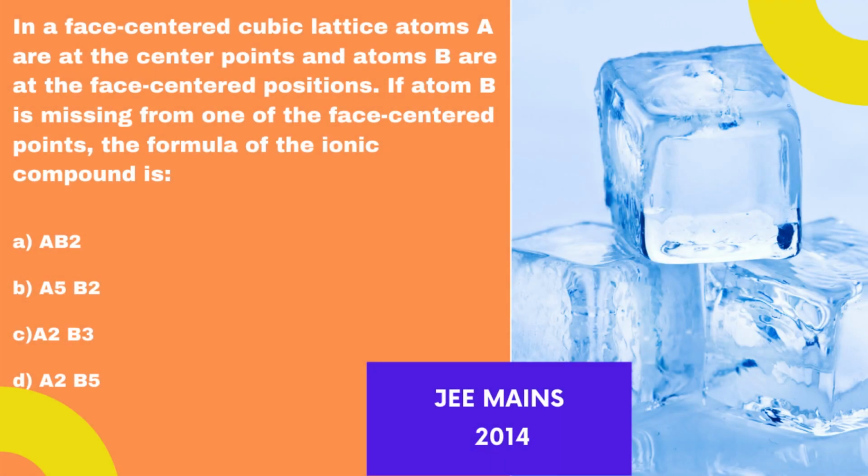The third question is, in a FCC or a face-centered cubic lattice, the atoms A are at the corner points and atom B at the face-centered positions. If atom B is missing from one of the face-centered points, then you have to find out the formula of the ionic compound. This is a question of JEE Mains 2014. Okay, the previous two were JEE Mains 2020 and 2019 respectively. So let's get on with it.